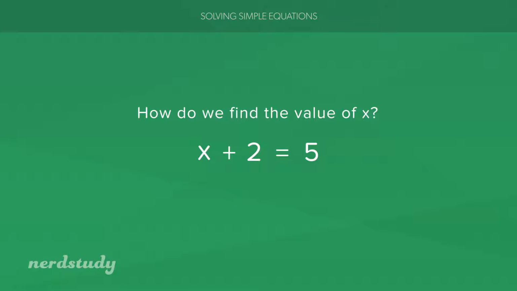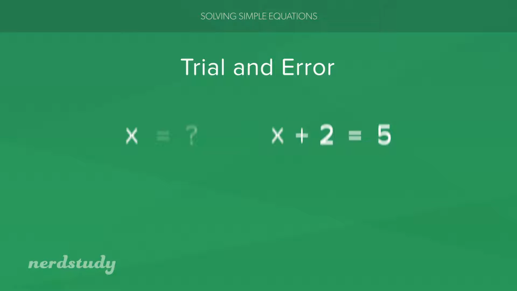Well, one way, and let me just preface this by saying that this is not a great way to do things, is to simply substitute x with a bunch of different numbers until we happen to arrive upon a number that satisfies the equation. We call this method a trial and error method. Alright, so let's try this method out.